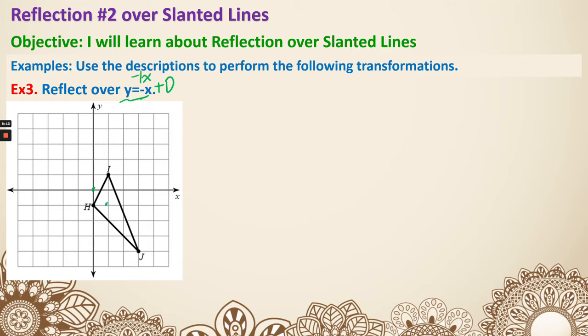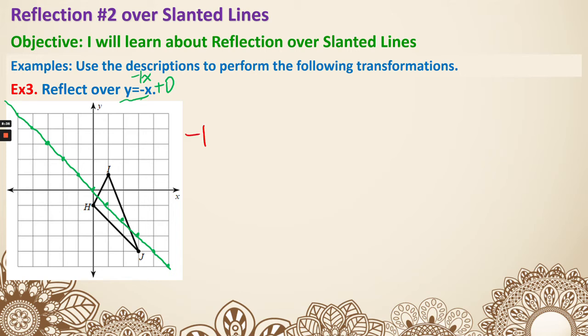So it's got to be down 1 over 1, down 1 over 1, down 1 over 1, or up 1, left 1, keep going. And that is my line of reflection. I can just connect all the points I just drew. Roughly, there we go. Now let's start generating the new points.